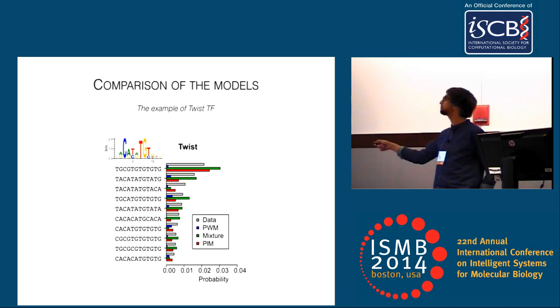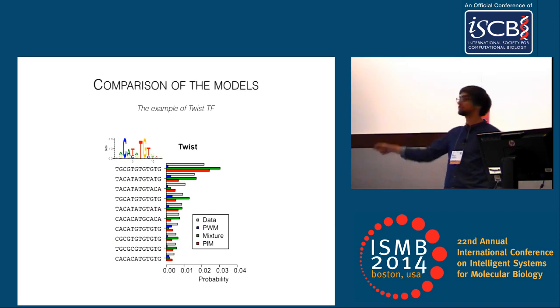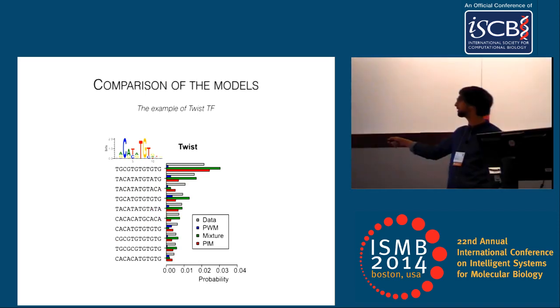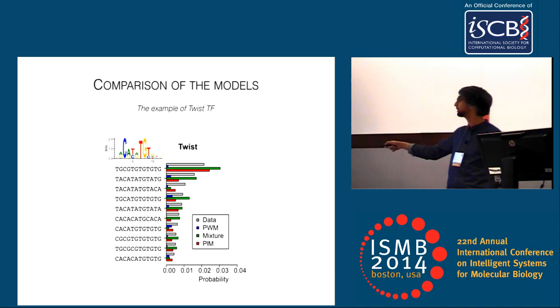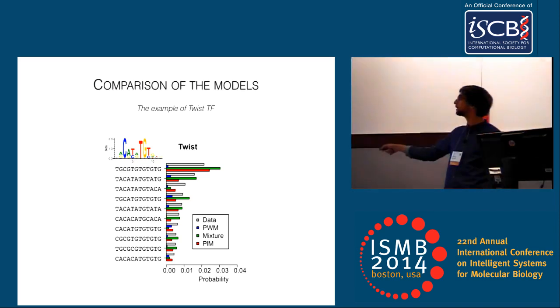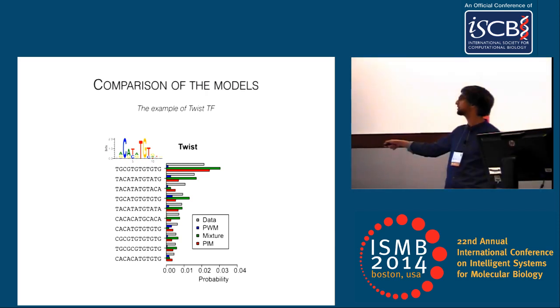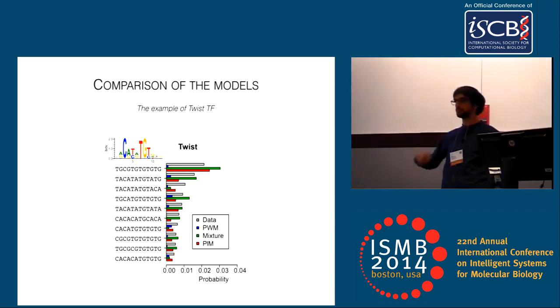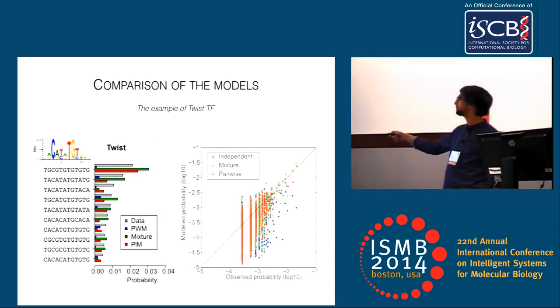So let's see an example with a Twist transcription factor in Drosophila. Here are the 10 most represented sites in the ChIP-seq data. In gray is their frequency. And in blue, you can see the frequency as predicted by the PWM, which does not reproduce what we see experimentally. But either the mixture or the PIM model are much better in actually representing these frequencies. Which is true overall when you look at all the binding sites.